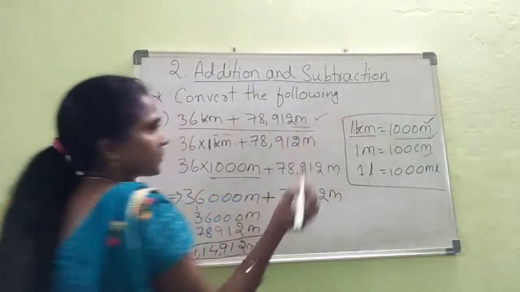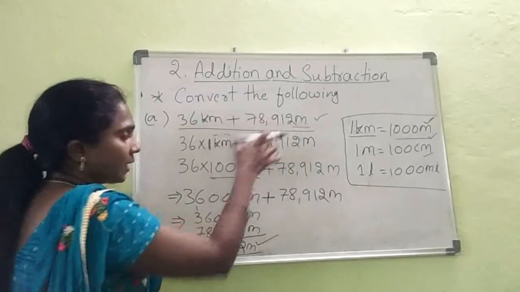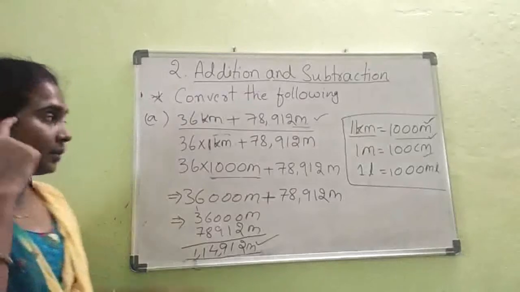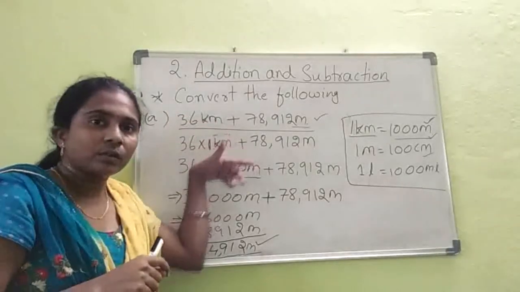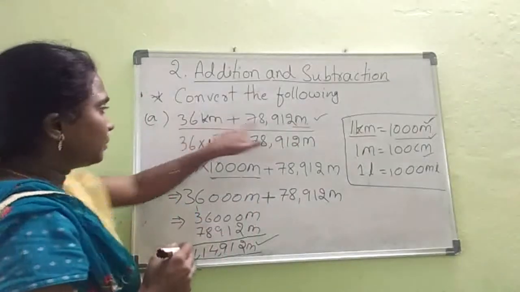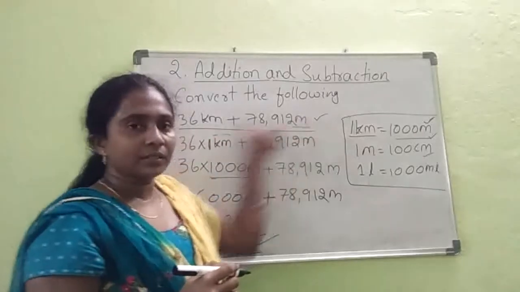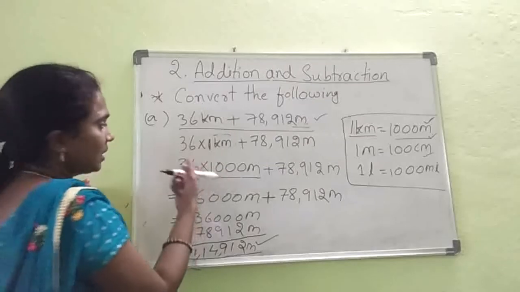This is the question. Okay? They are saying add the two numbers and write the answer. In the question they will give it like a fill in the blank. Similarly, you will get it in the fill in the blanks. So we have to add these two numbers, right? But the units are different. This number contains kilometers and this is meters. First thing, you need to convert these kilometers into meters.